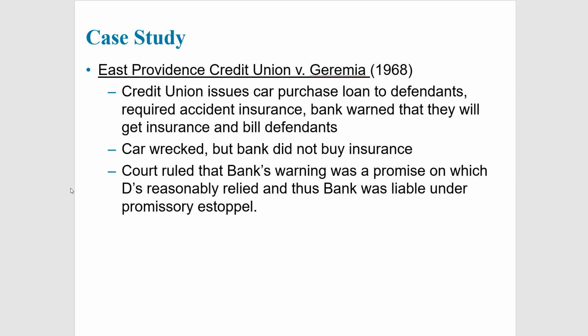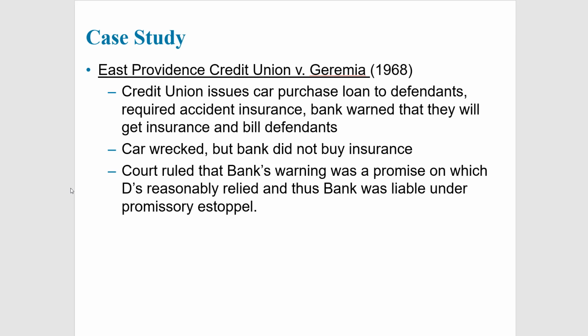Everything was fine. Another case study to illustrate promissory estoppel is East Providence Credit Union versus Jeremia. In this case, the credit union issues a loan to purchase a car to the defendants. Part of the loan was that they required accident insurance to be placed on the car, and they warned that if the defendants don't purchase insurance themselves, the credit union is going to buy it and bill the defendants for it. Now, the defendants never actually purchased insurance, and neither did the credit union. The car is wrecked. Neither party bought insurance, so somebody's going to suffer a loss, and now we have to figure out who it's going to be.